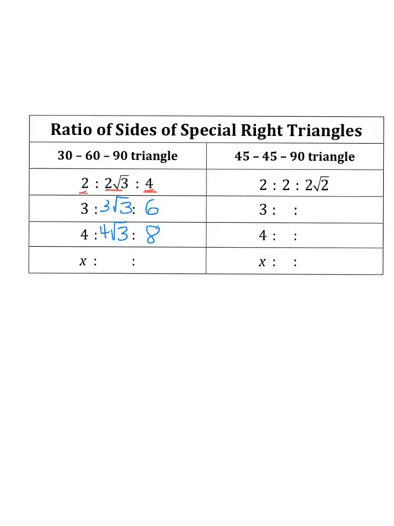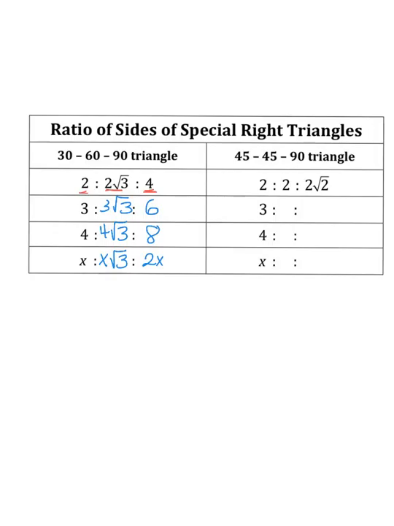It doesn't matter what value is across from the 30-degree angle, but whatever it is, we take it and multiply by radical 3 to get the side opposite the 60-degree angle. And the side that's opposite the 90-degree angle, hence the hypotenuse, we're going to double the side that's across from the 30.